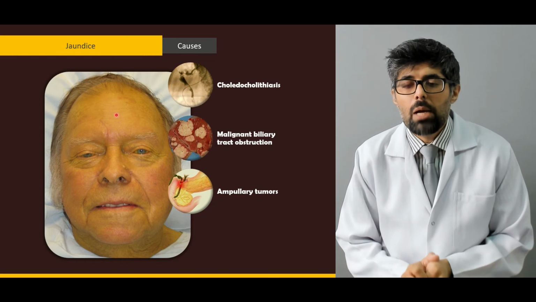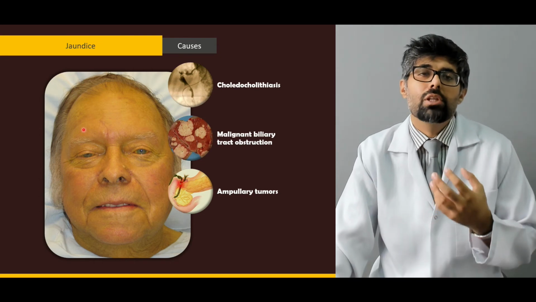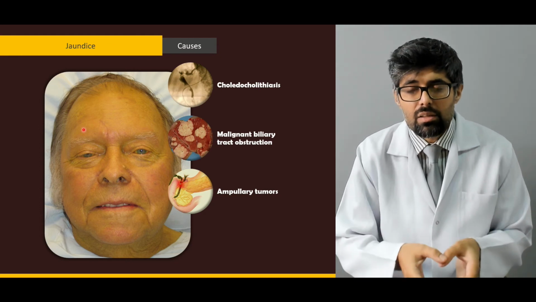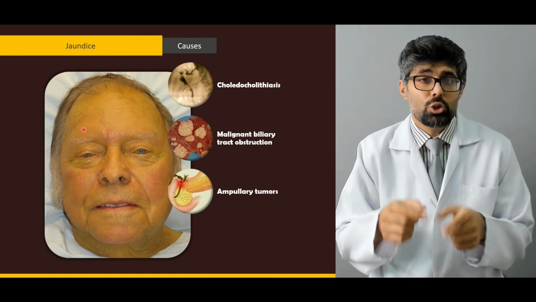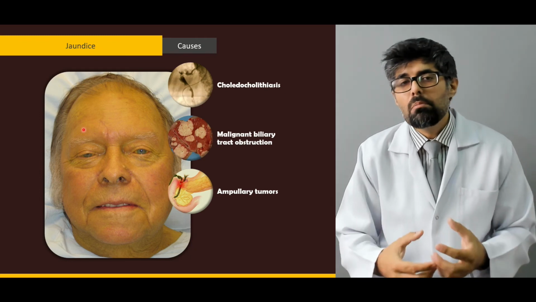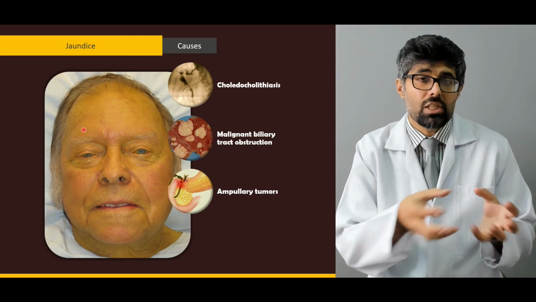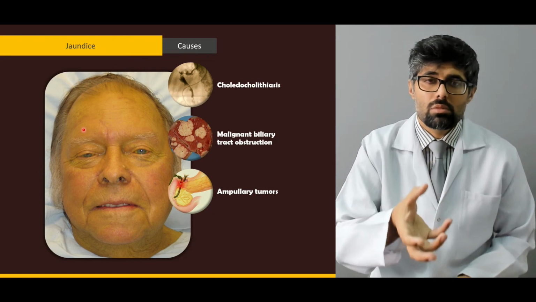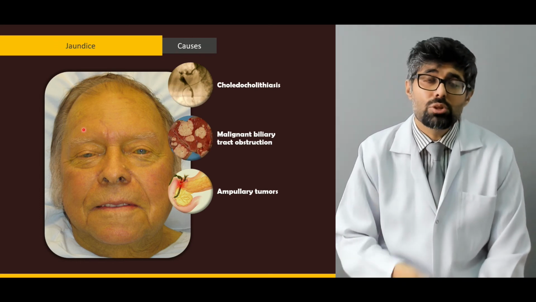Another cause are the ampullary tumors. Now, ampullary tumors are the tumors of the ampulla of the pancreas, because the ampulla of the pancreas lies near the area where the common bile duct and the pancreatic duct join together into the duodenum. So any problem, any mass in the ampulla of the pancreas will result in the blockage of the common bile duct, or may cause its stenosis, and this will again cause reduced bile flow.